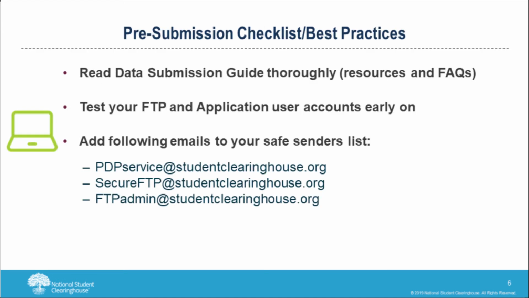Here are some best practices. Please make sure to read the data submission guide carefully. The latest version is 1.6 and was published in September 2019. We encourage you to test out your FTP and application credentials early on. Please let us know if you have any trouble accessing these accounts. Finally, please add the following emails to your safe senders list. This will ensure that emails from these addresses will not end up in your spam or junk mail.